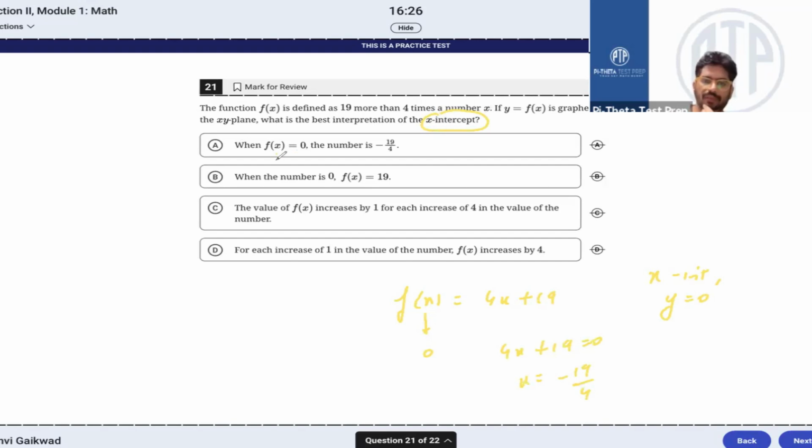Which option is there when f of x equals 0? Yes, when y equals 0, I can say the number is negative. This is the probable option. This is not right, they are not talking about interpretation of slope here. This is also not right, right? So we have a very good option, that is option number A.